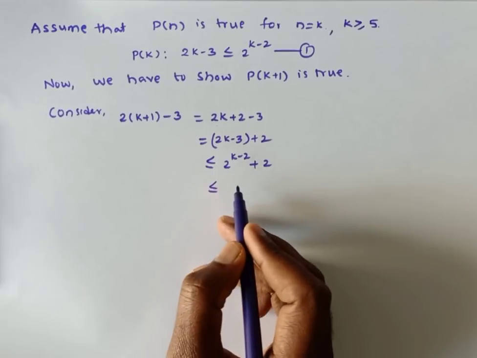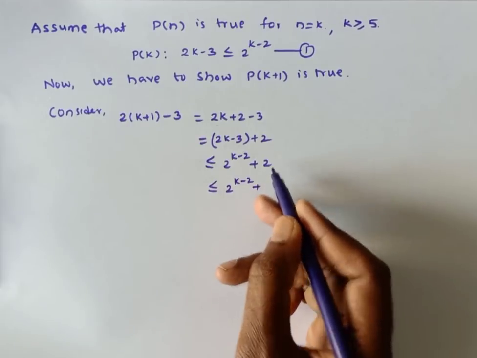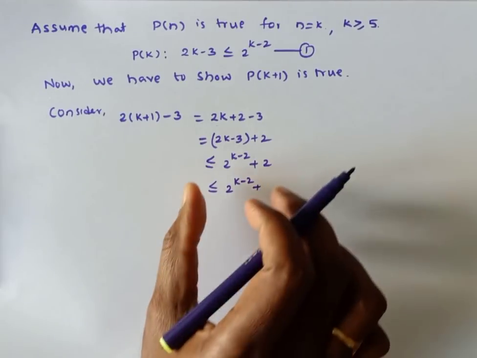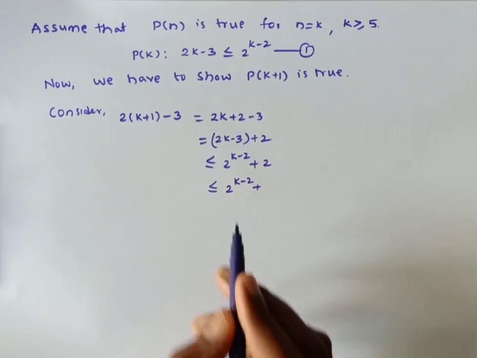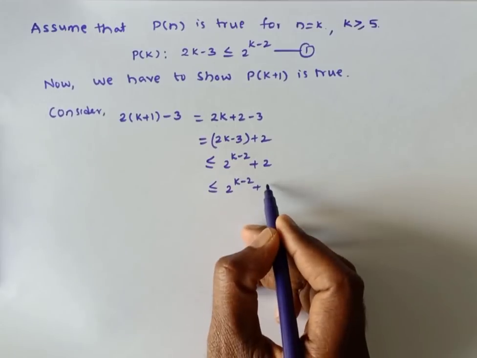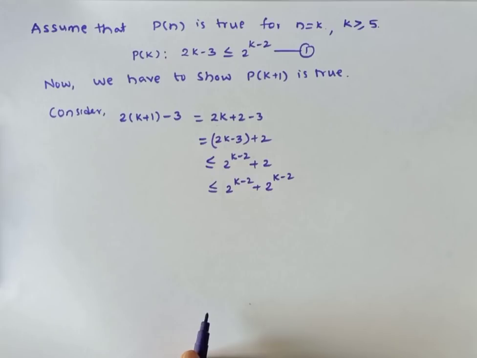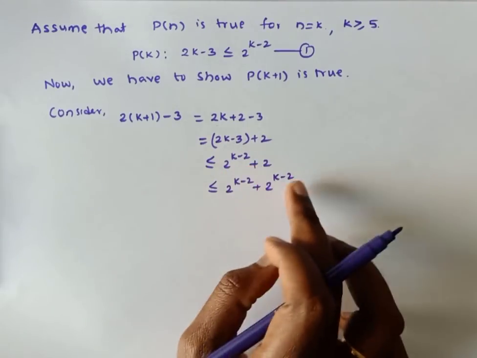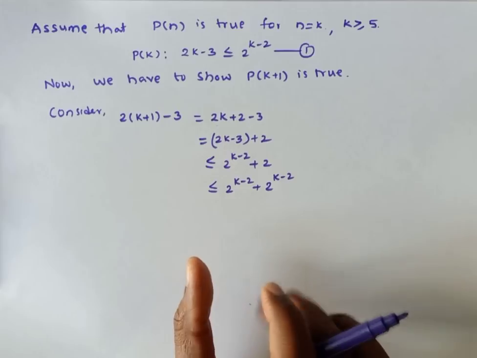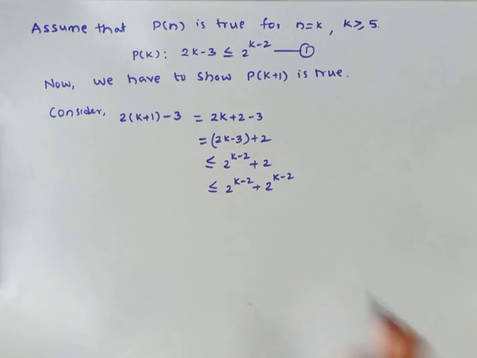Now again this part is less than or equal to 2^k - 2 plus, you can write here any value, since it is less than, we can note any value. So here I am writing 2^k - 2 plus 2^k - 2 is less than or equal to... This is some value, and if you replace k with any value, the value of k is anything which is more than or equal to 5. This is always less than or equal to.